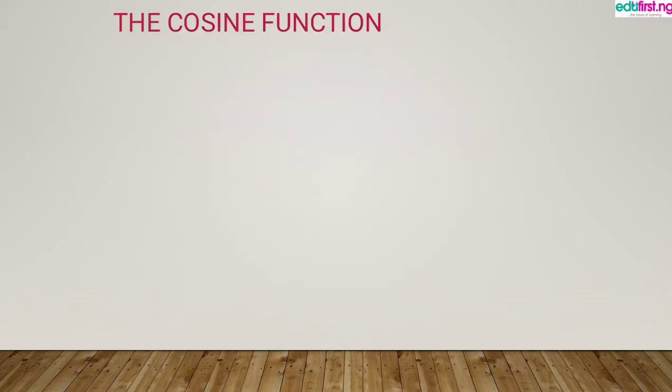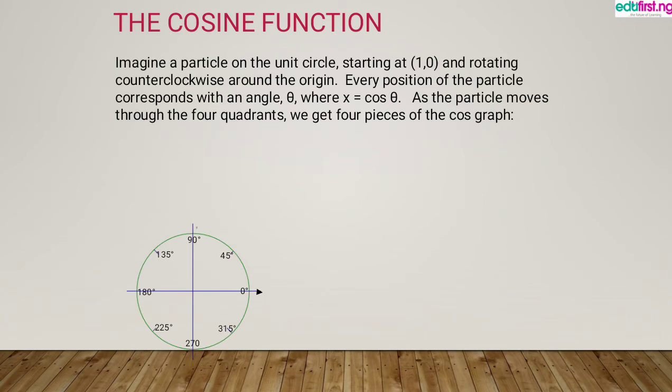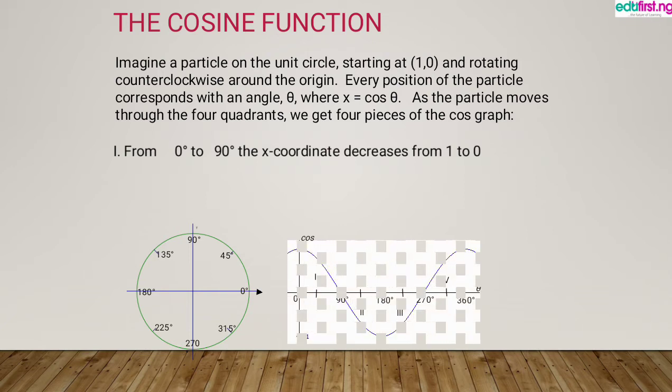The cosine function. Imagine the particle on the unit circle starting at (1, 0) and rotating counterclockwise around the origin. Every position of the particle corresponds with an angle theta, where x equals cos theta. As the particle moves through the 4 quadrants, we get 4 pieces of the cosine graph.